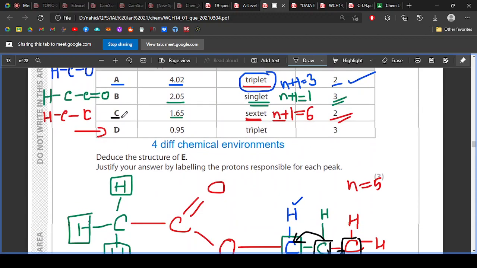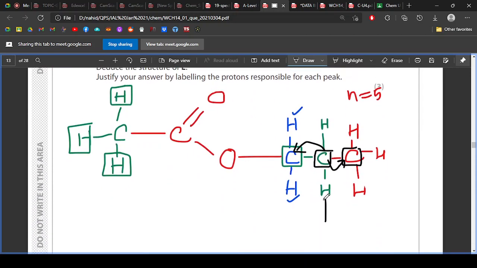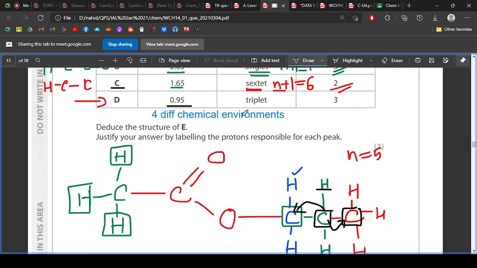That means signal C was due to this carbon. Not the carbon specifically, this hydrogen atom, this hydrogen and that hydrogen. And finally, you got 0.95, which is again the same group, so this will also give you the same signal, 0.95. And why a triplet? Because the value of n plus 1 was 3, so n must have been 2. Do you agree with this on these hydrogens? The neighbor is a carbon with two neighboring hydrogens.